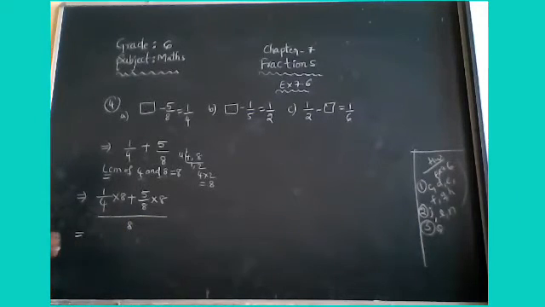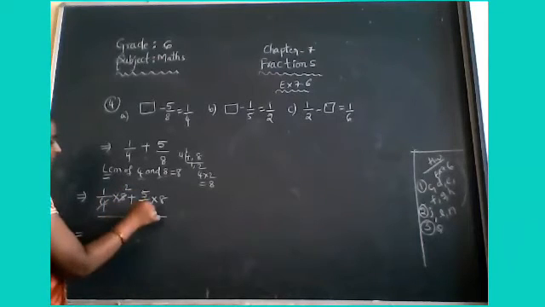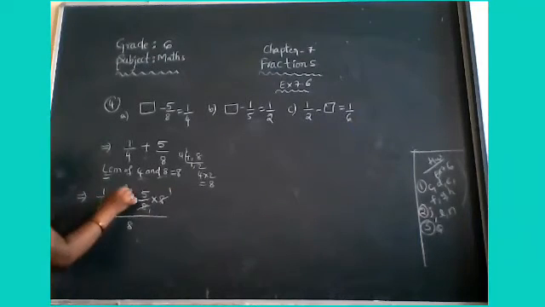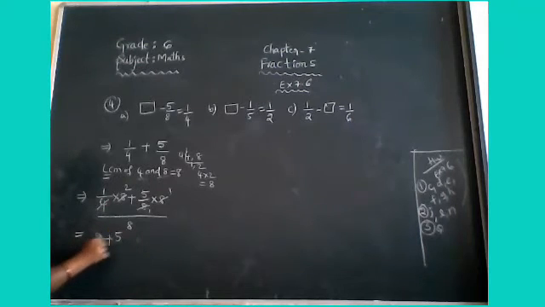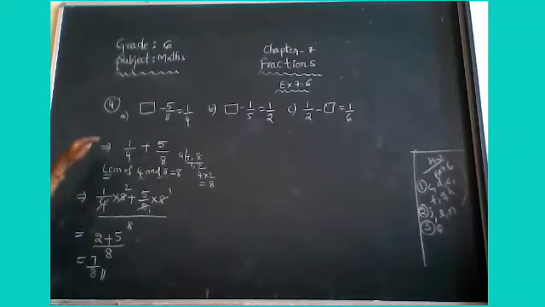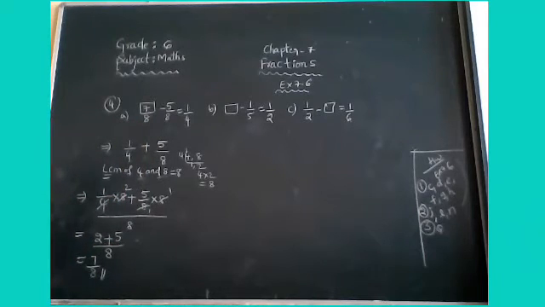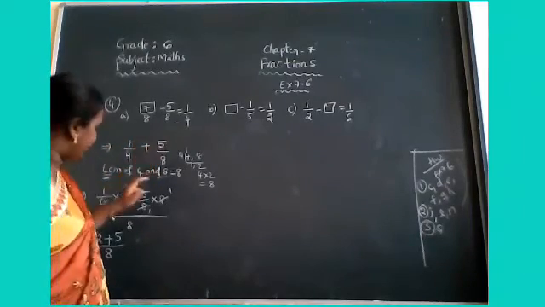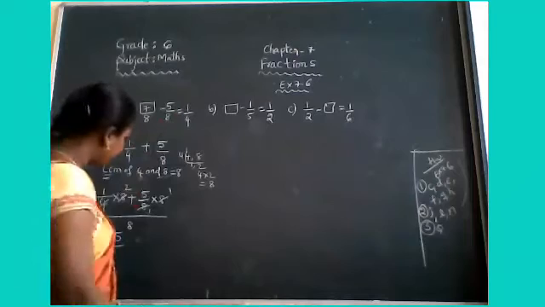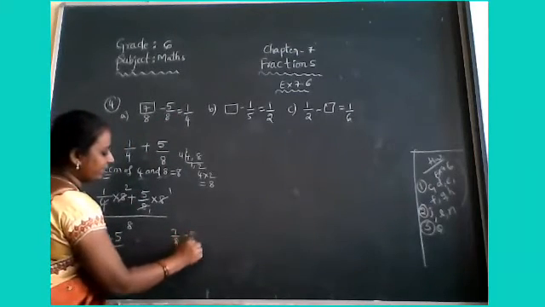Now cancel: 4 ones, 4 twos, 8 ones, 8 ones. 1 into 2 is 2 plus 5 by 8. 2 plus 5 is equal to 7. 7 by 8. It is a proper fraction. Okay, 7 by 8. So which fraction here? We have to take 7 by 8. Let us check: 7 by 8 minus 5 by 8 is equal to 2 by 8.